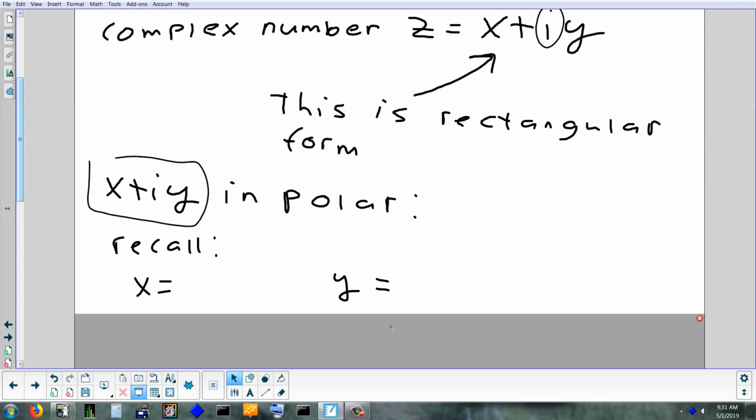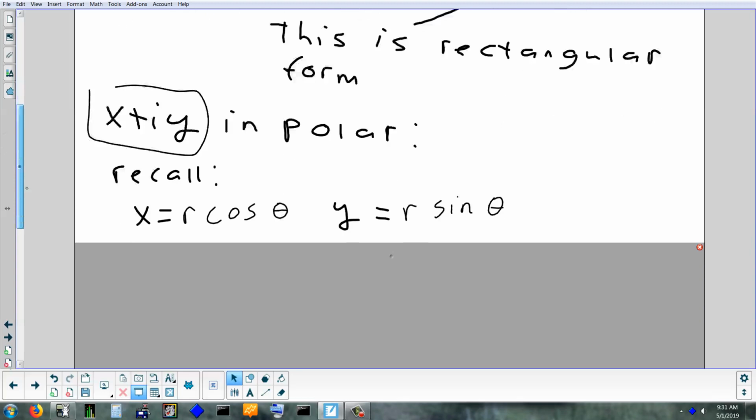In fact, it was the only two formulas we did on Monday when we practiced converting polar to rectangular. Yeah, R cosine theta. We proved this on Monday. X is r cosine theta. Anybody else remember why? Y is r sine theta.